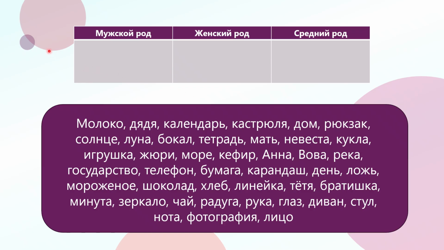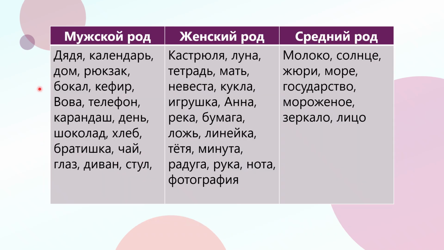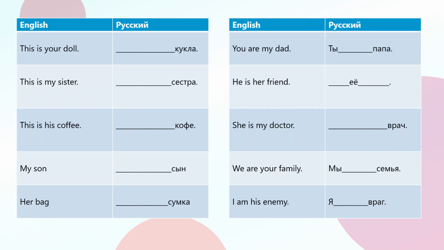Now we have an exercise here. We have to determine the gender of given nouns and write them in the right column. You can pause the video and try to do this exercise, and you can check it in the next slide. One more exercise. Pause the video, try to do it, and check in the next slide.